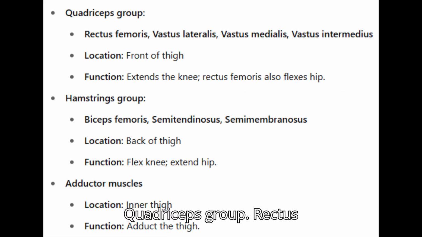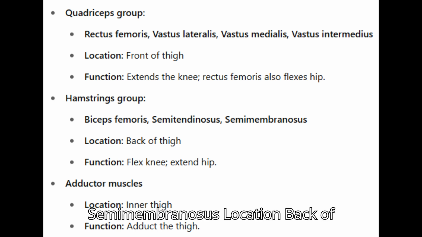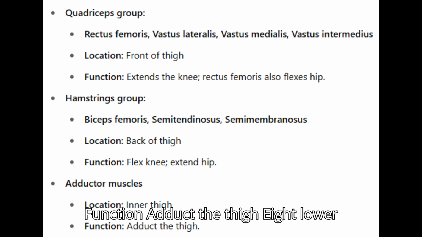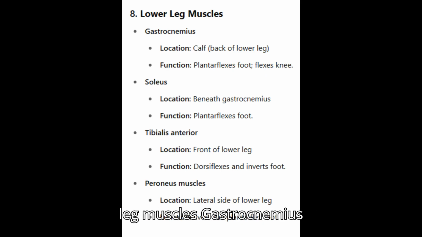Quadriceps group: rectus femoris, vastus lateralis, vastus medialis, vastus intermedius. Location: front of thigh. Function: extends the knee. Rectus femoris also flexes hip. Hamstrings group: biceps femoris, semitendinosus, semimembranosus. Location: back of thigh. Function: flex knee, extend hip. Adductor muscles. Location: inner thigh. Function: adduct the thigh.